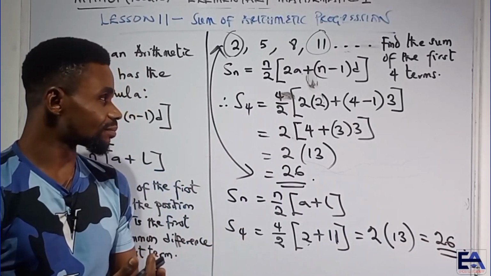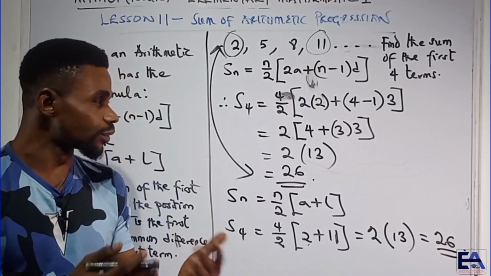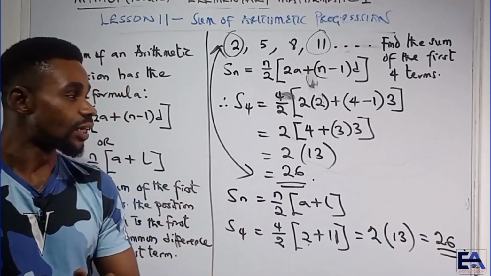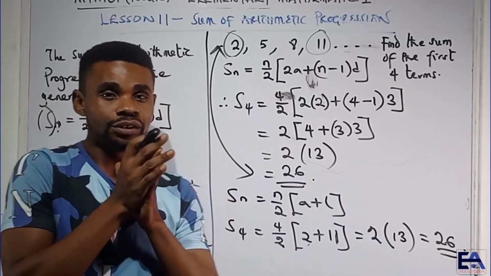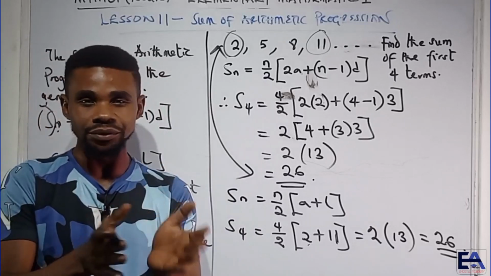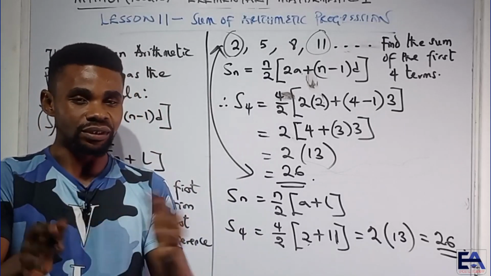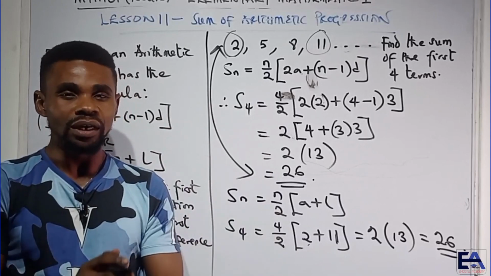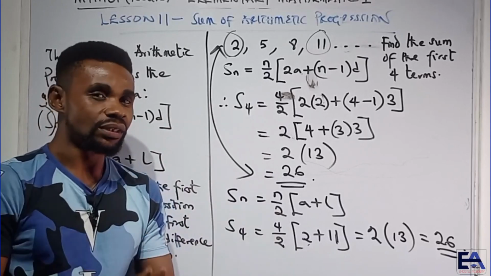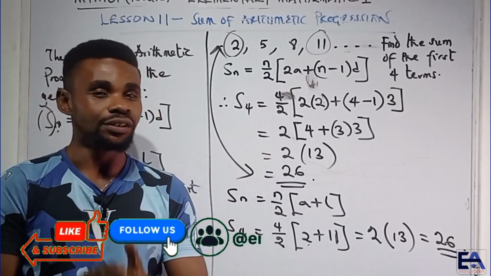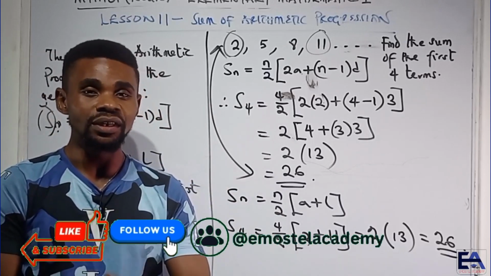The question may come in any way, but just use initiative, use normal mathematics and apply sense. If you want to see more questions on this, check the material that I gave you, the Emostel material. You will see where I solved a series of questions on AP and GP. Check it out and apply the knowledge you gained here to follow what I did there. You will understand it very clearly, I bet you.